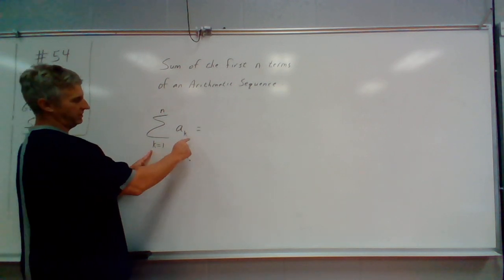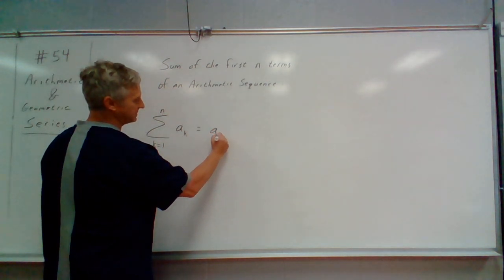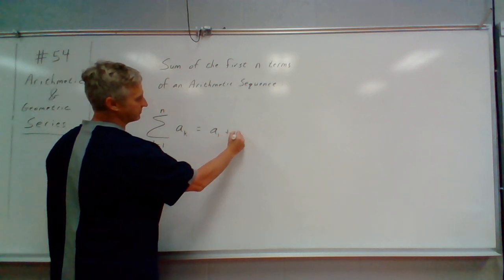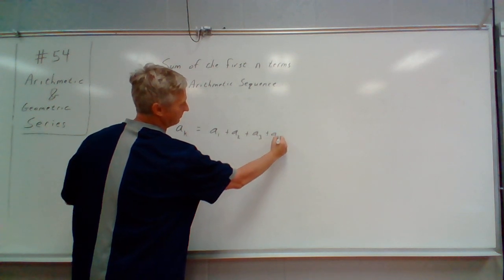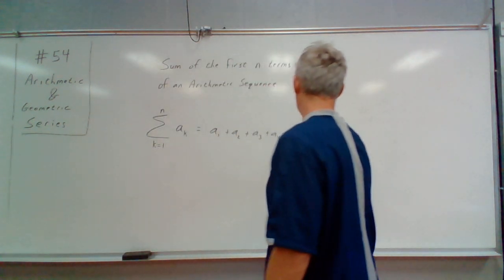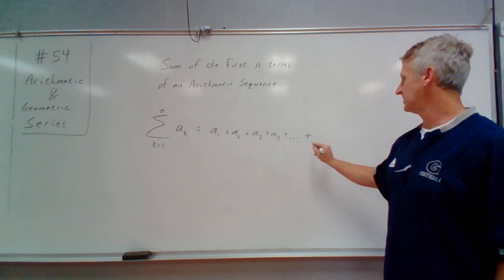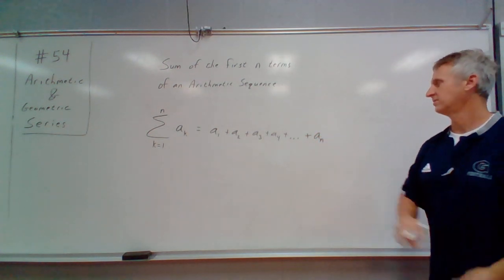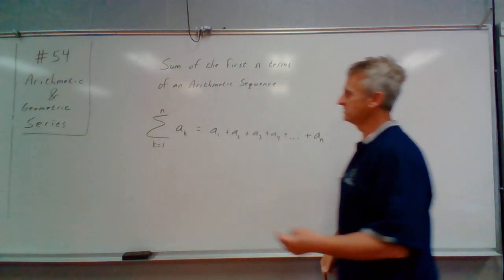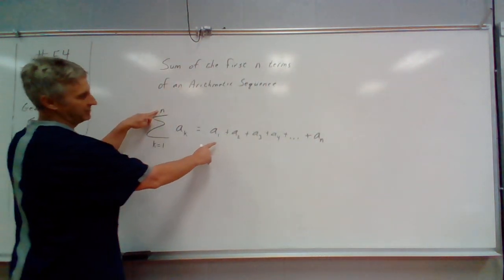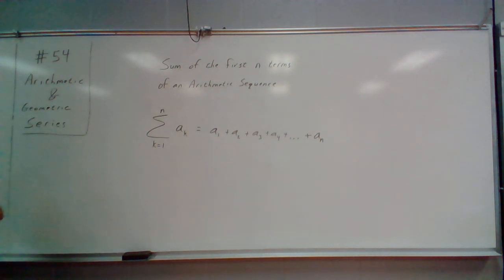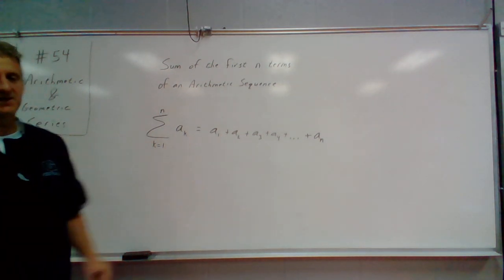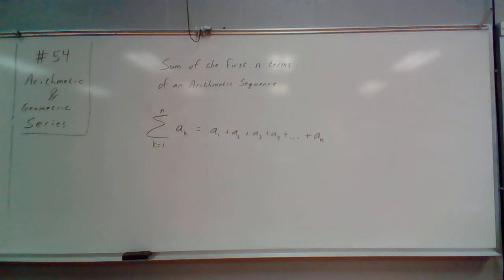So if k is 1, I'd put that there, and I would have a sub 1. And k is going to be 2, so plus a sub 2, plus a sub 3, plus a sub 4, plus all the way out until we get to a sub n. So if you had 7 terms in your series, the n would be 7, and we would go all the way out to a sub 7. All right, so we want to find the sum of the first n terms of an arithmetic sequence. All right, so how can we do that?